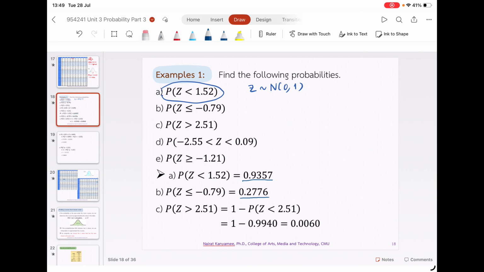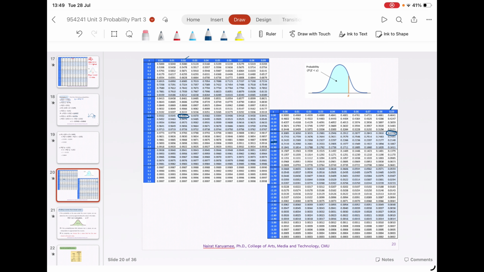0.2776. Now part C, P of Z greater than 2.51, that means we are looking for this area. But the table has only the area under the curve up to Z. This one, okay, right here. So we're looking for the area which is opposite from the table, right?